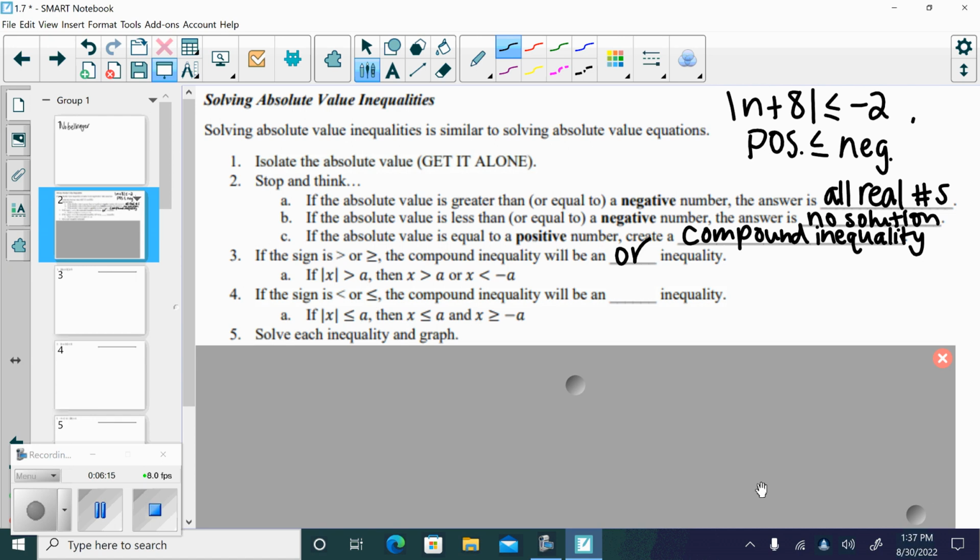Okay? All right, so if the sign is greater than or equal to, the compound inequality will be an or inequality. The way I have you remember that, think of great or. So instead of greater, great or. Write that down. Great or. All right, if the inequality is less than or equal to, it will be an and inequality. And the way I have you remember that, less than.